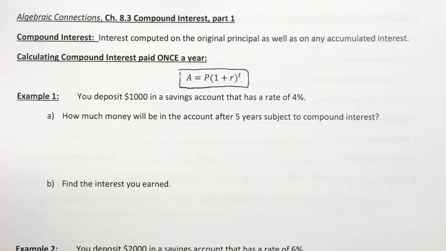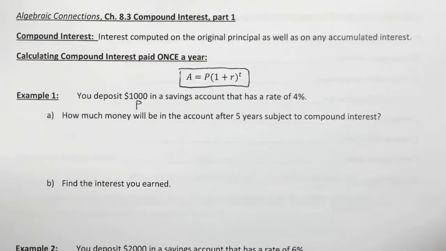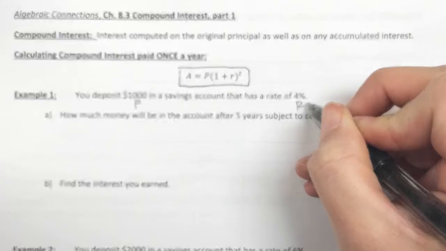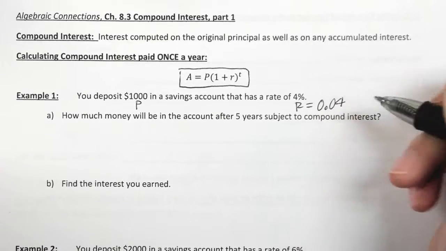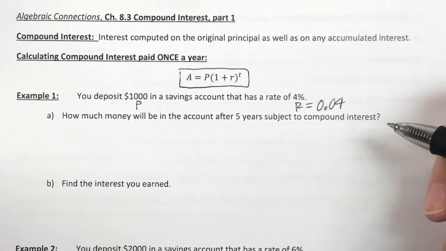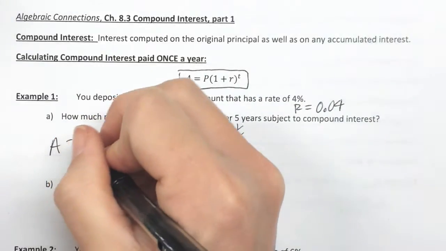All right, if you'll read example 1 for me. You deposit $1,000 in a savings account that has a rate of 4%. How much money will be in the account after 5 years, subject to compound interest? Okay, so the 1,000 is obviously our what? Good. And R is going to be what? Rate. But what is it going to be? 0.04. Good. And the time is going to be what? 5. Do we have to change anything, like divide it by 12 or anything? No, because it's already in what? Years. So we would do A equals what?